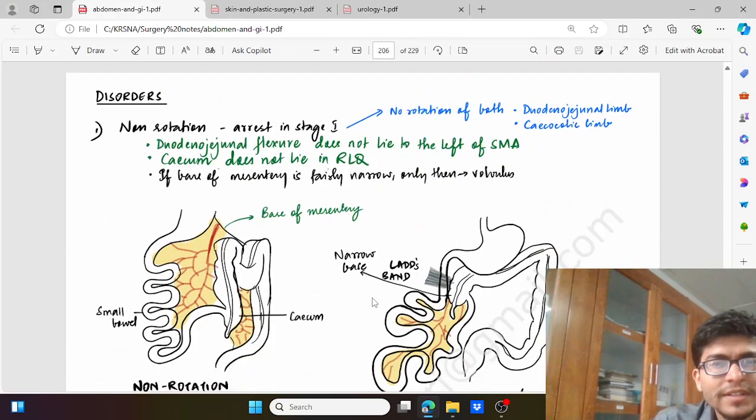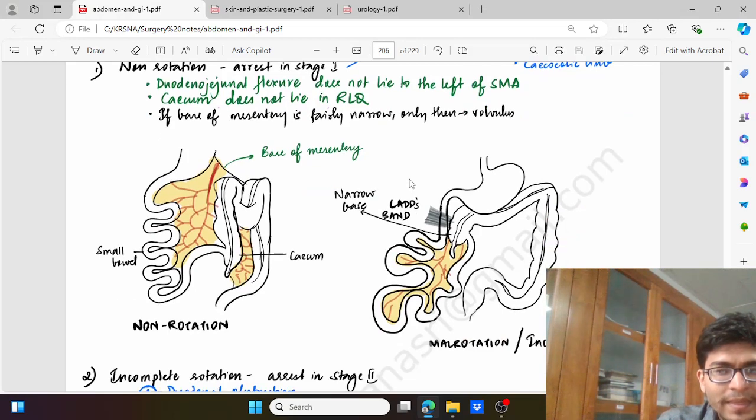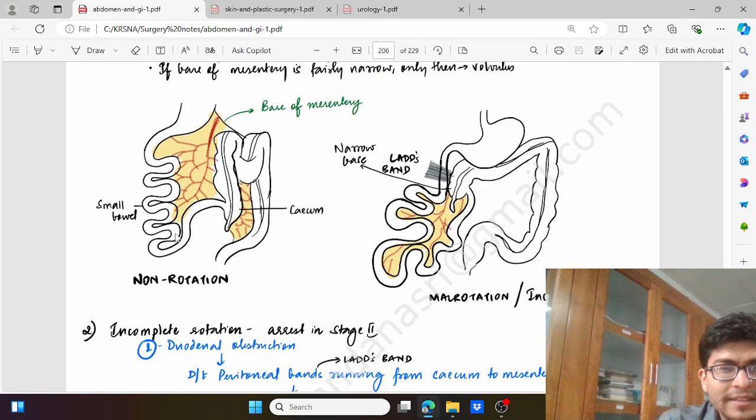Now we see the disorders of malrotation of gut. First, there is non-rotation of the gut. There is arrest in stage 1, with no rotation of either the duodenojejunal limb or the cecocolic limb. The duodenojejunal flexure does not lie to the left of the SMA, and the cecum does not lie in the right lower quadrant. Here, if the base of the mesentery is fairly narrow, it can result in volvulus. This is the picture in non-rotation, where the small bowel is on the right side and the cecum and large bowel are on the left side.